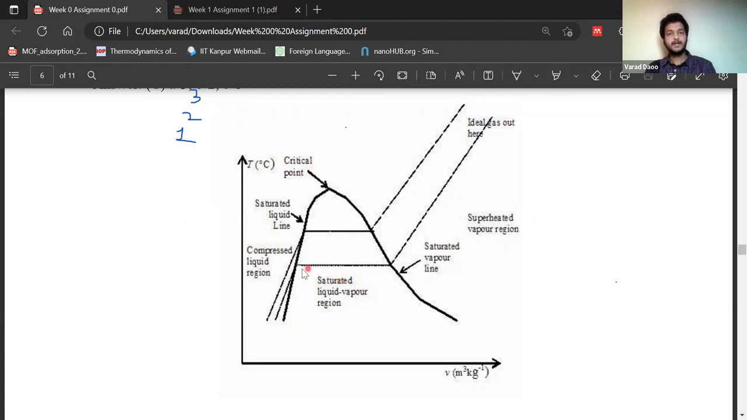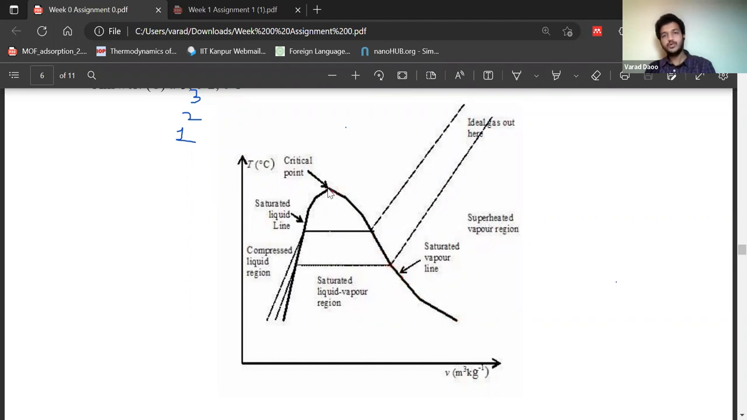The critical point is the point at which there is no distinction between vapor phase and liquid phase. Okay. And these are the saturated vapor and liquid lines. So here we have liquid plus vapor. Okay. This locus of all these points is the saturated vapor line. And here we have complete vapor, and once we go in here, we have superheated.